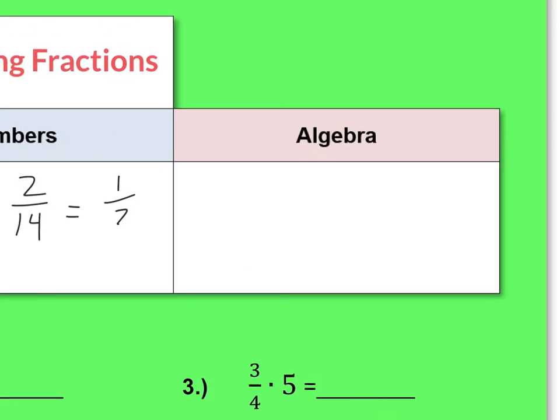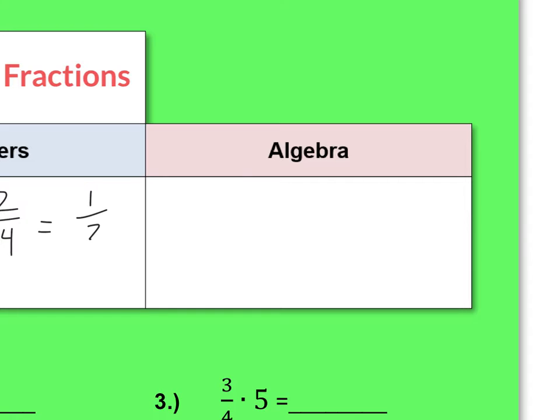Next chapter, we're going to talk about algebra. So this is what it would look like with algebra. If you have a over b times c over d, we're using letters for numbers. A times c makes ac, and b times d makes bd. And when the letters are touching like that, it means you multiplied them together.